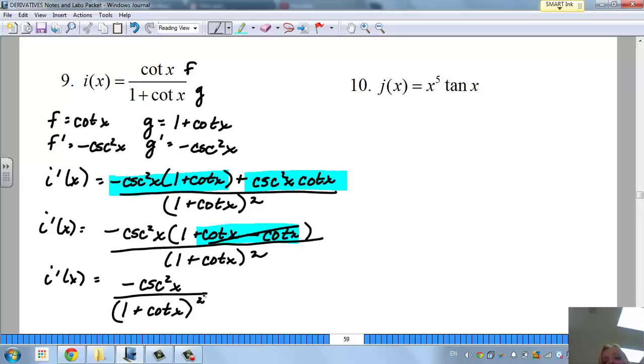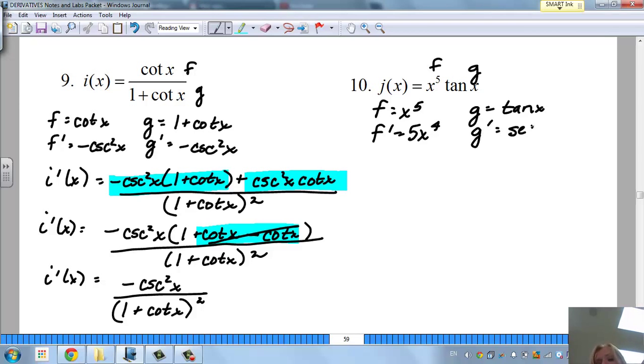Okay. One more left, and this is the product rule, so this is going to be f and g's. So f is going to be x to the 5th, f prime is 5x to the 4th, power rule. G is tan x, g prime is going to be secant squared x. So I have j prime of x is, and this is product rule, so it's f prime g plus fg prime. So I got f prime g, so I have 5x to the 4th tan x plus fg prime, x to the 5th secant squared x.